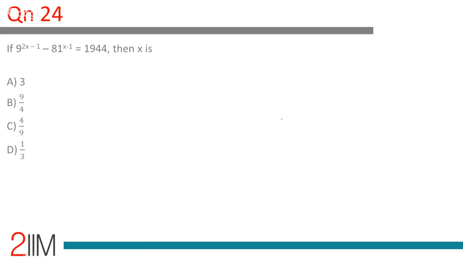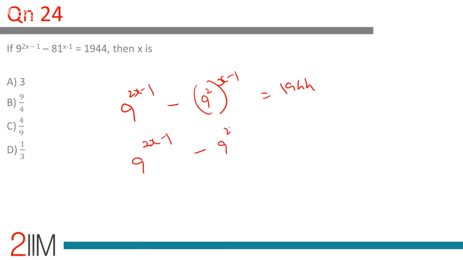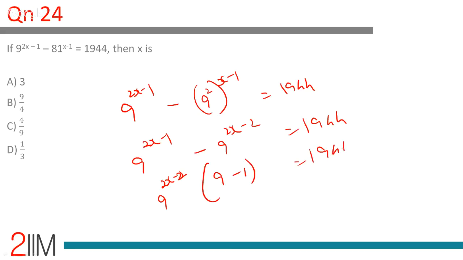Done. That was easy. 9 power 2x minus 1 minus 81 power x minus 1 is 1944. 9 power 2x minus 1 minus 9 power 2 whole power x minus 1 equals 1944. 9 power 2x minus 1 minus 9 power 2x minus 2 is 1944. 9 power 2x minus 2 into 9 minus 1 is 1944. The 1944 should be a multiple of 8. 1944 by 8.